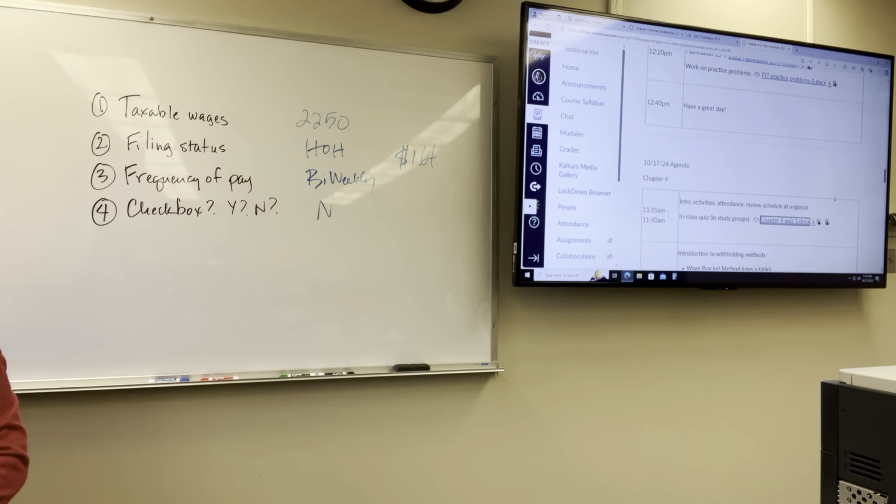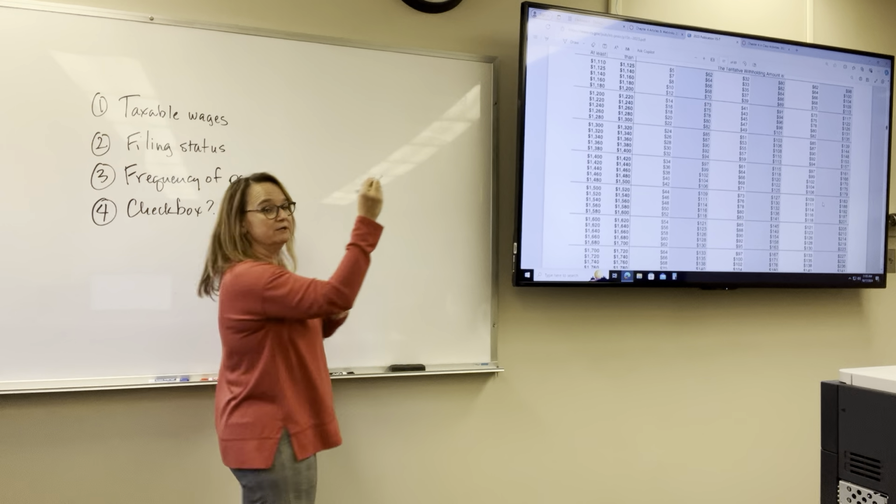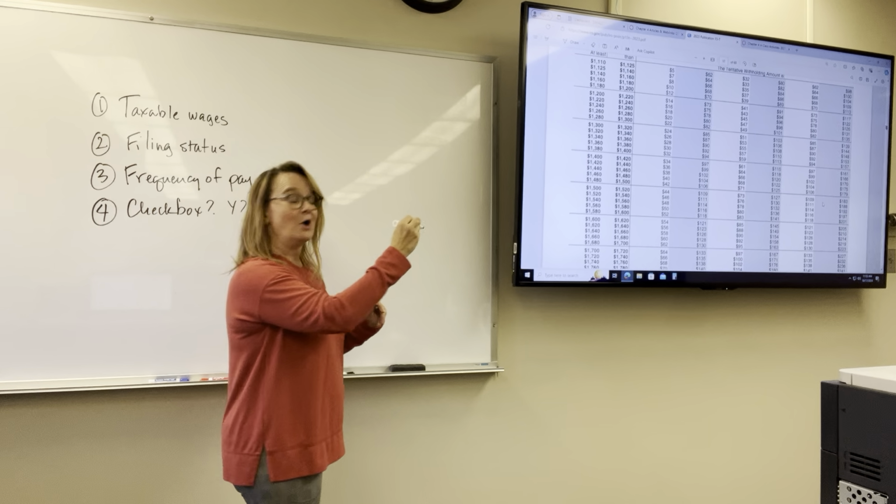All right, so 164. Let's do one more here before we get into the really fun way of calculating this. Somebody give me some other taxable wages. 125? We're going to go daily. Okay.